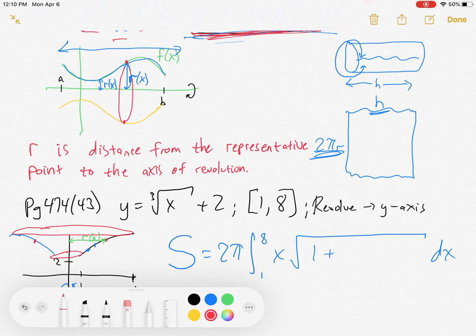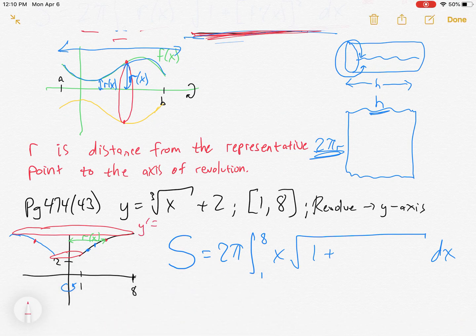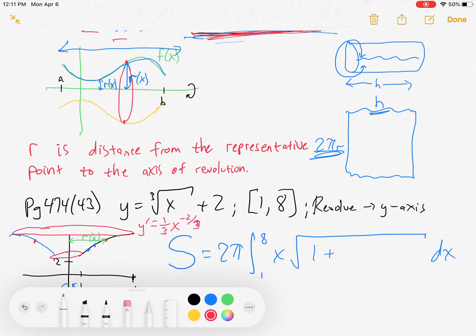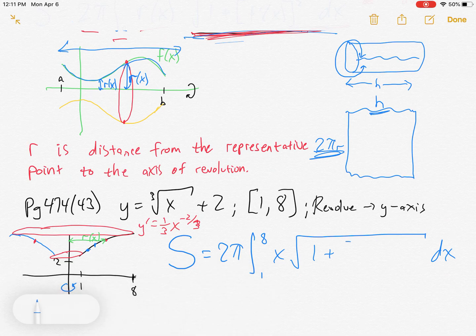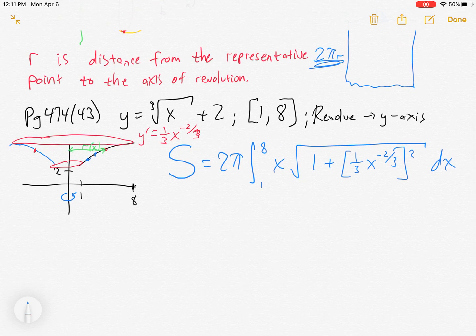what did I forget to do? I didn't do the derivative, right? Better do that. So y prime is 1/3 x to the negative 2/3. Okay, so that will be 1/3 x to the negative 2/3 all squared. Okay, do a little cleanup on that.